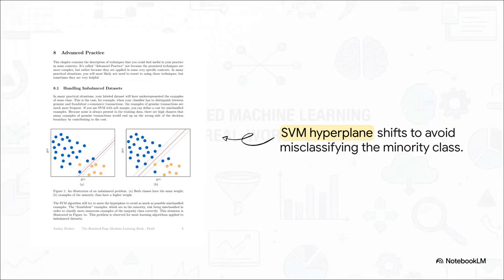And that brings us to our first real solution. In a standard setup, a model might completely miss those rare minority cases. But if you define a higher cost, basically a heavier weight for misclassifying that minority class, an algorithm like support vector machines will actually move its decision boundary. It actively shifts its focus to ensure it catches those rare fraud cases, even if it means accidentally misclassifying a few normal transactions along the way.